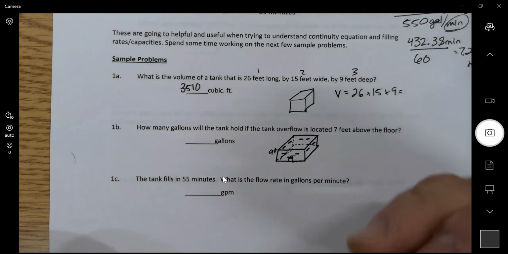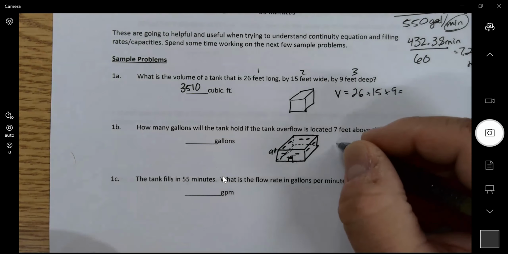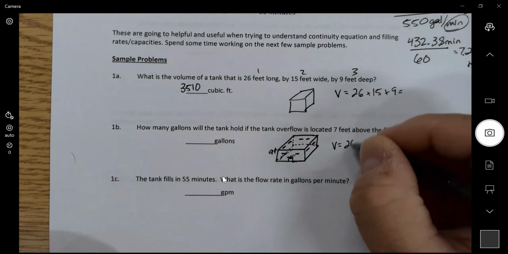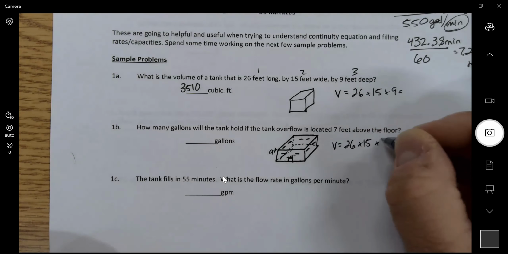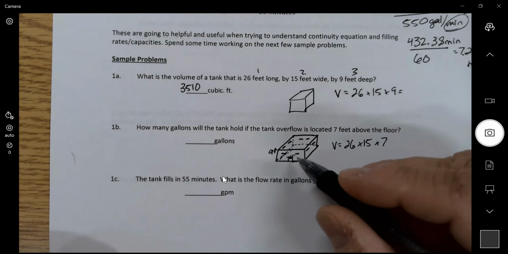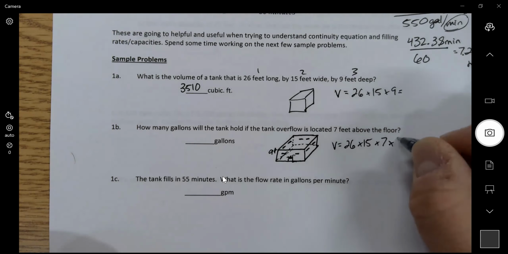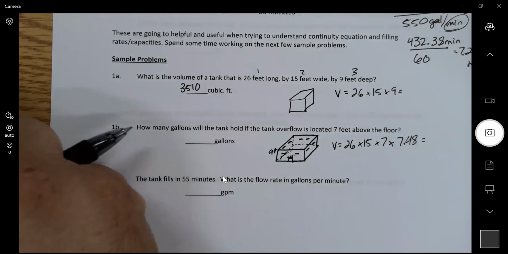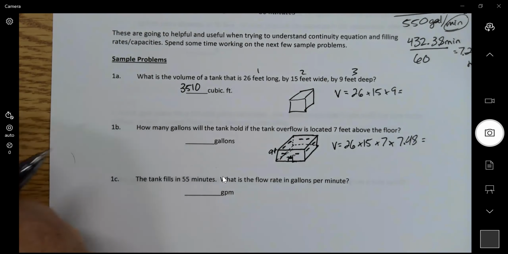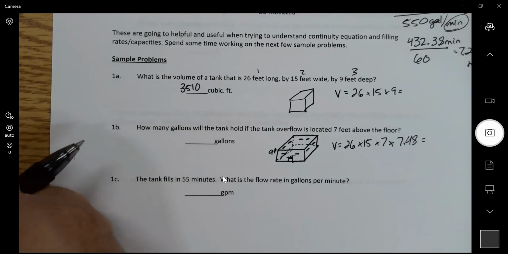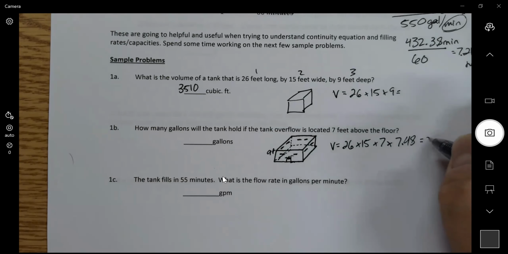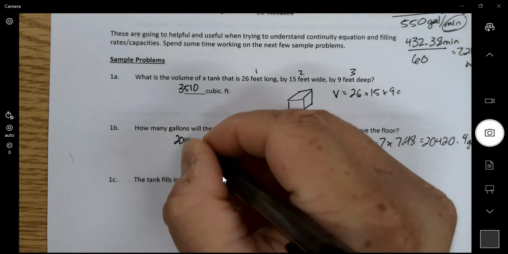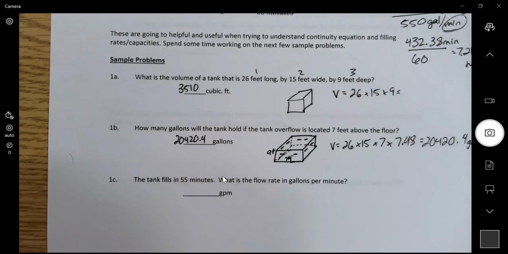So you want to know how many gallons a tank will hold. Well, first off, we have to redo our volume because it's based on 7 feet because there's an overflow drain there. And I want to know how many gallons it is, so I'm going to just times it by 7.48. And 26 times 15 times 7 times 7.48 is 20,420.4 gallons.